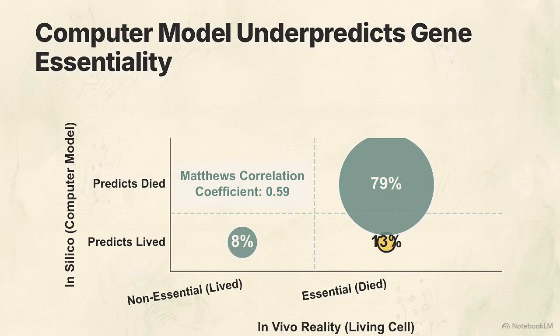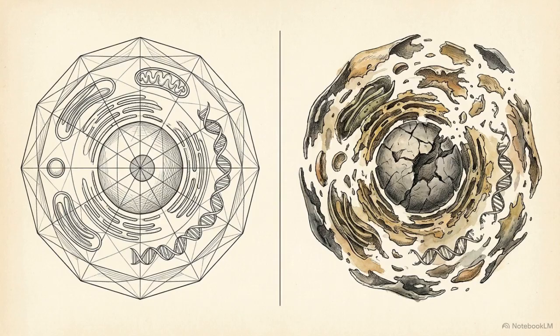However, looking closely at the data reveals a critical gap. While the physical testing demonstrated 92% essentiality, the computer model only predicted 79% essentiality. This discrepancy indicates the physical cell operates under a stricter set of requirements. It dies from genetic deletions that pure mathematical logic dictates it should survive.